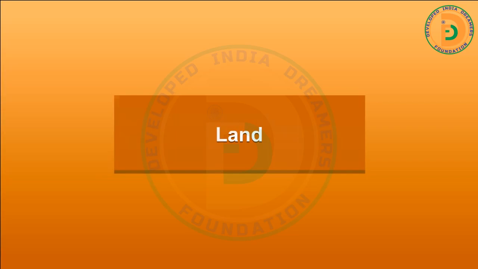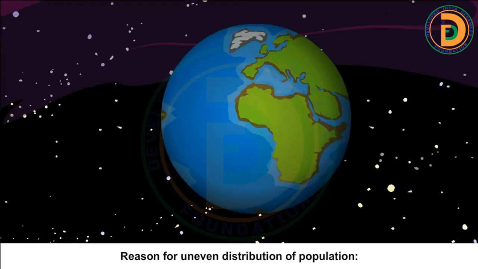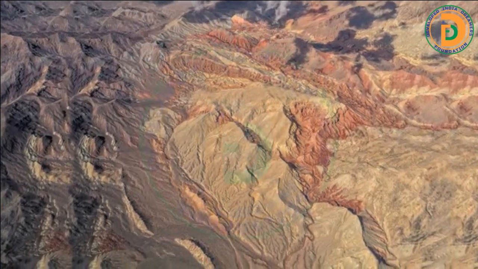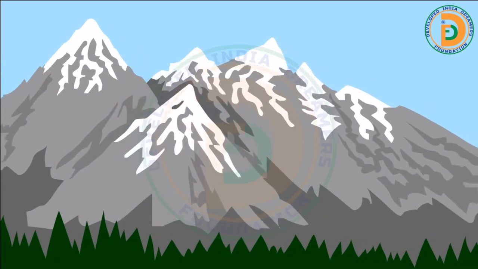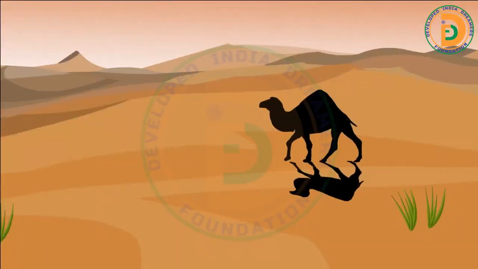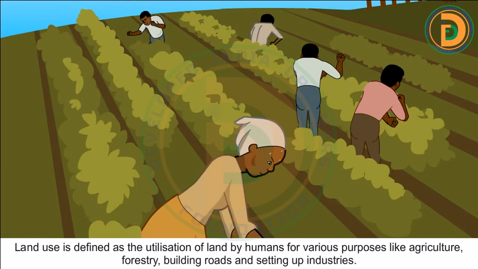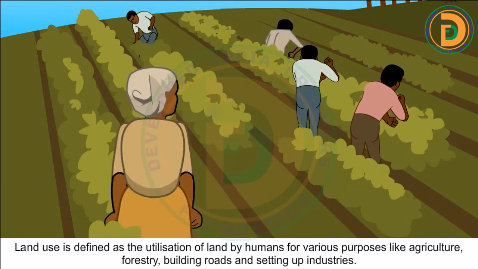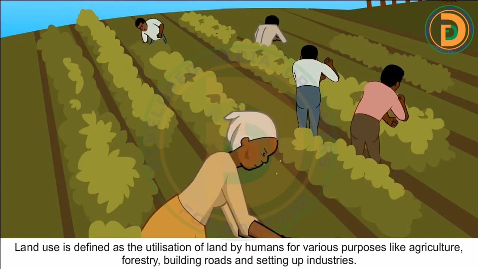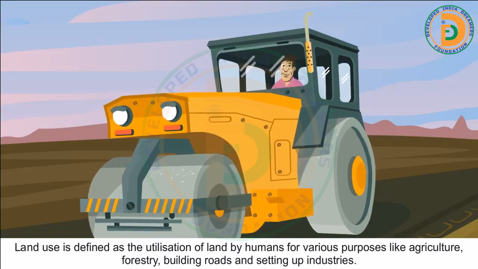Land. The area covered by land is 30% of the total area of Earth. Reasons for uneven distribution of population: irregular topography, steep slopes of the mountains, low-lying areas capable of waterlogging, desert areas, thick forest. Land use is defined as the utilization of land by humans for various purposes like agriculture, forestry, building roads, and setting up industries.